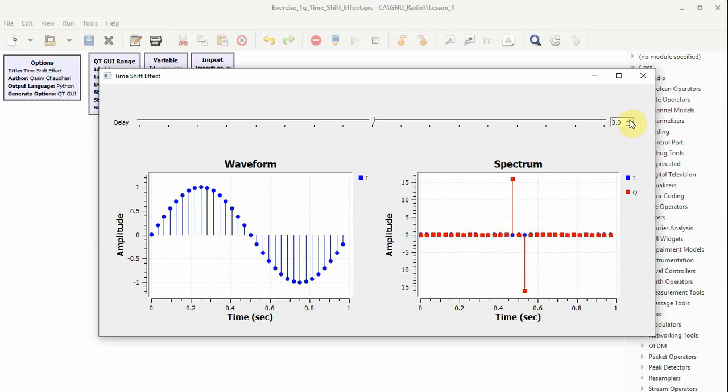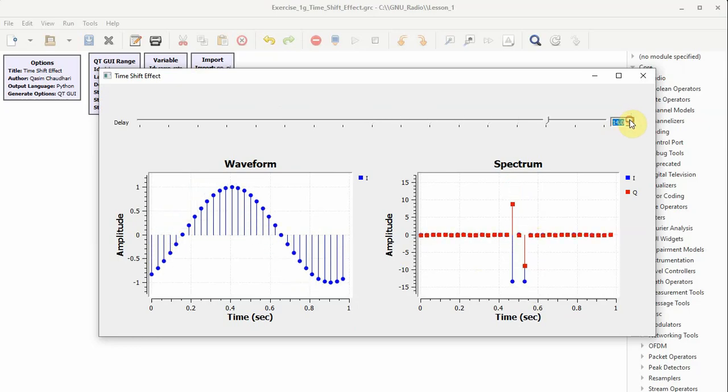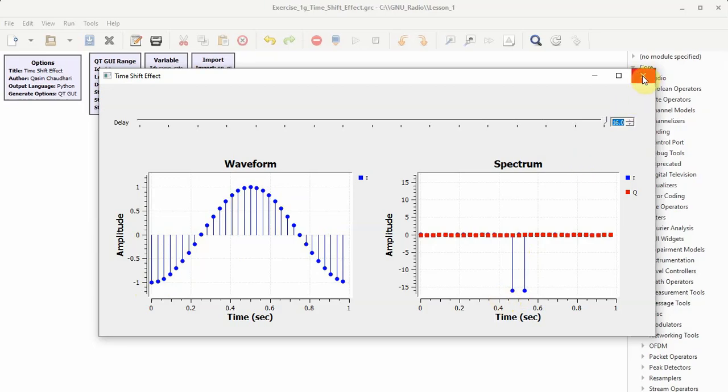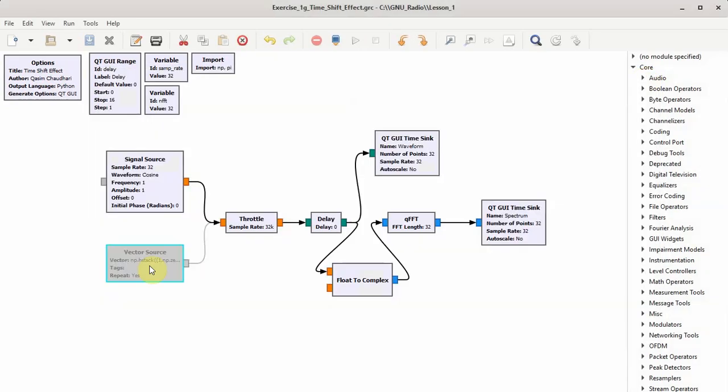If we keep doing this procedure, we keep delaying, then the I component appears again, and the structure is appearing again. And now it becomes a sort of a cosine again. We will find out. And here we see two spectral impulses, both at minus NFFT over 2 equals 16. So why does that happen? To find that out, let us go back to our vector source.